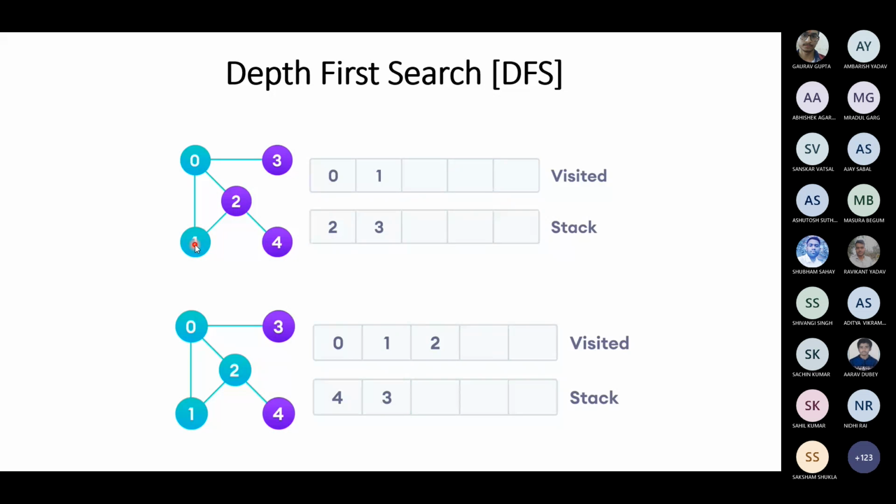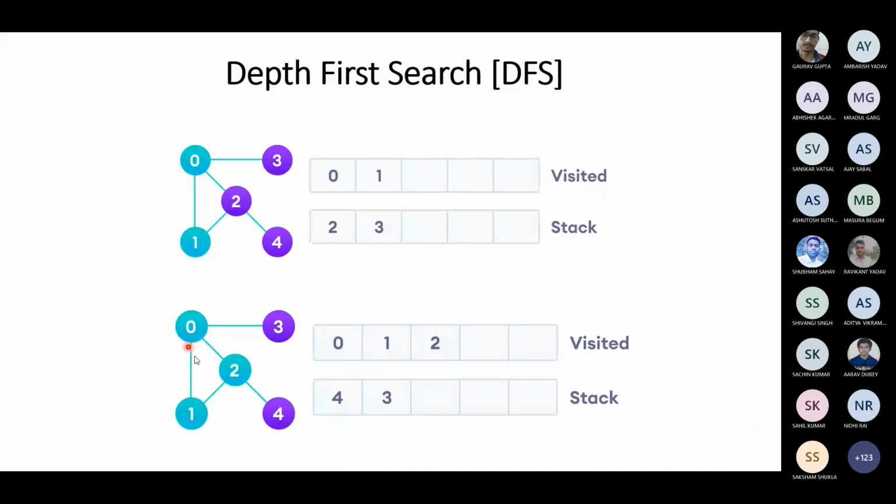Then the next node you will visit is the top of the stack. This is the top, so visit node 2. After visiting node 2, the next edge it contains is 4. You push this element into the stack, so 4 will be placed on the top. Up to this point is clear? Yes, sir.